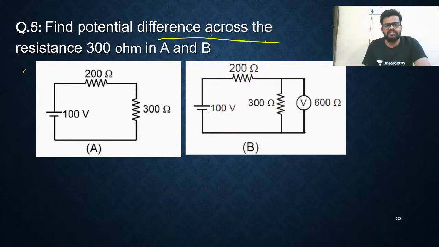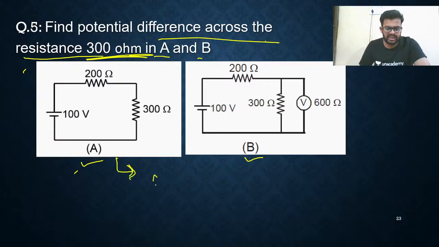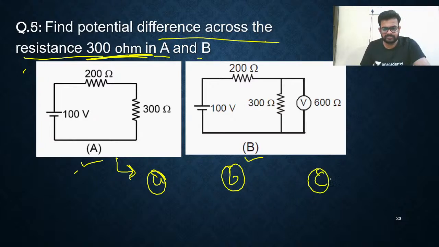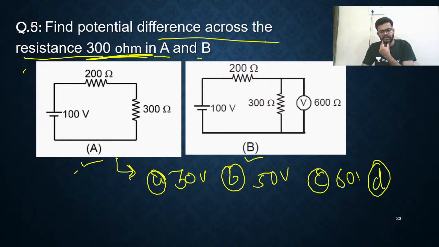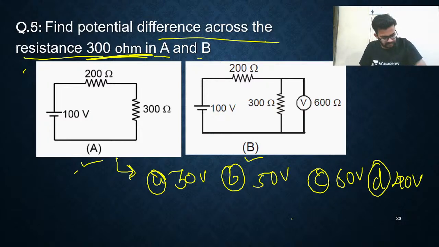Find the potential difference across the resistance of 300 ohm in circuits A and B. You can say this is A, this is B. You need to find the potential difference across 300 ohm. Can you find it? Come on, find it for circuit number A. A, B, C, D, four options I am giving: 30 volt, 50 volt, 60 volt, and 40 volt. Which of the following is the correct answer? Come on, you can do it.